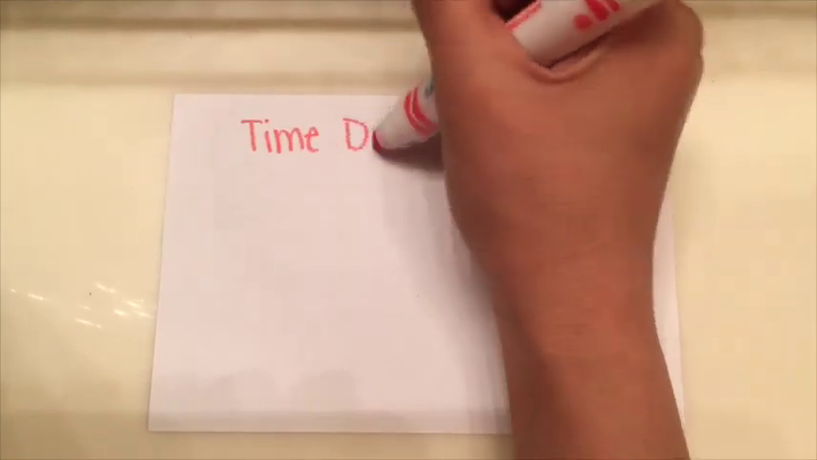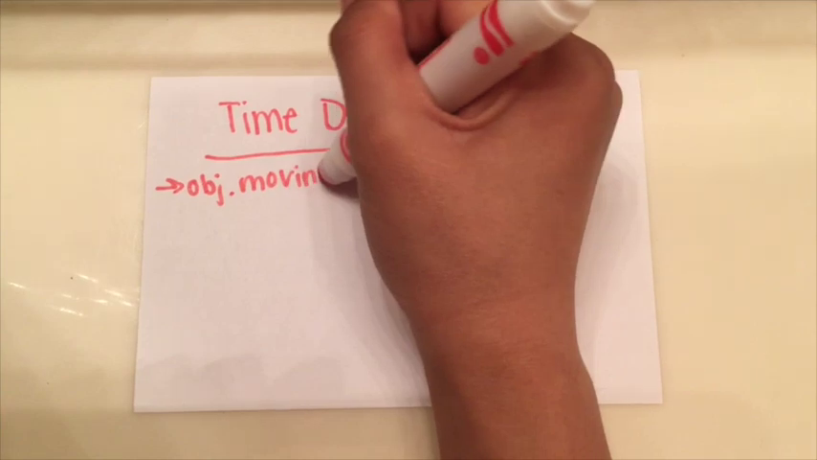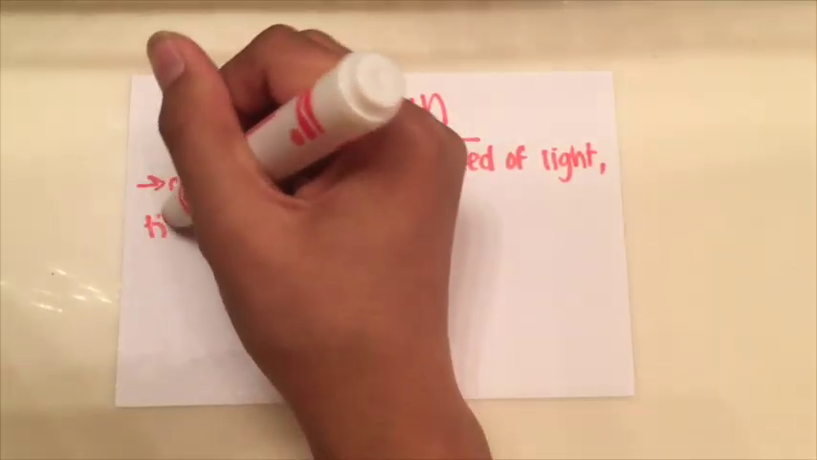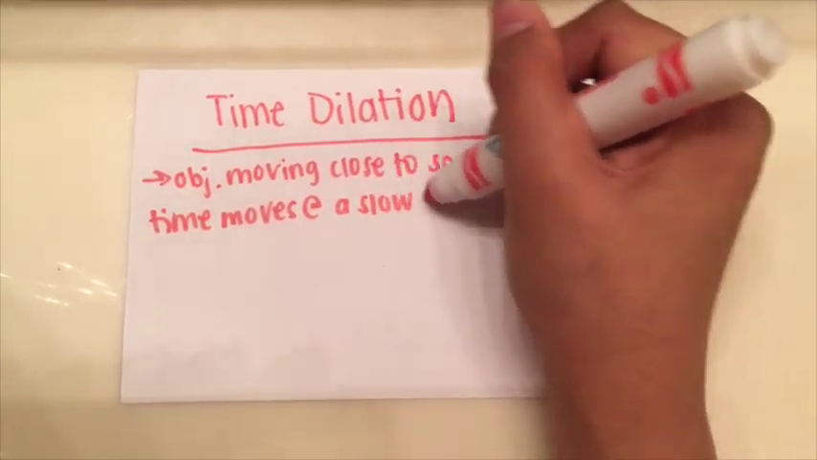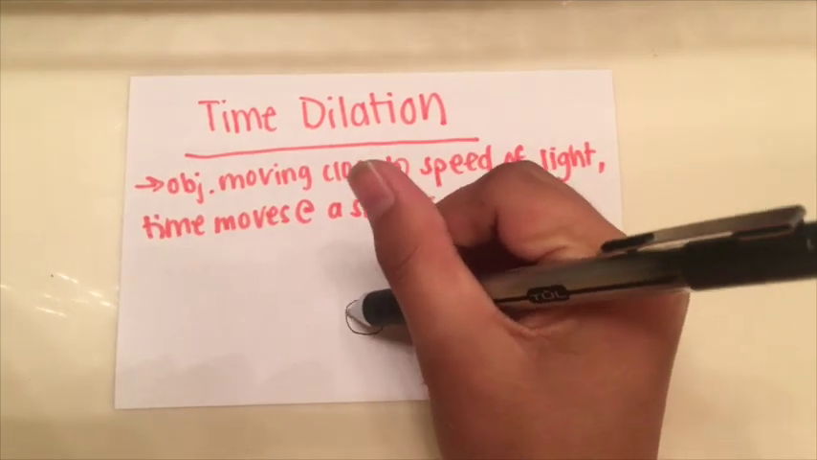Now, let's move on to the two main parts of special relativity, time dilation and length contraction. Time dilation is when an object is moving very close to the speed of light, time will begin to move at a slower rate. This concept can be easily understood by looking at a stationary clock with a laser attached to it and a mirror at the top.